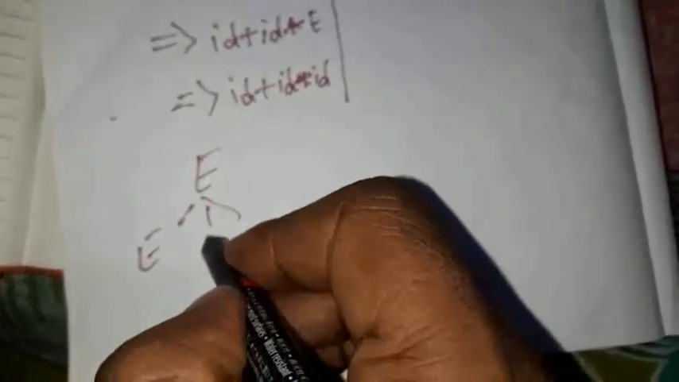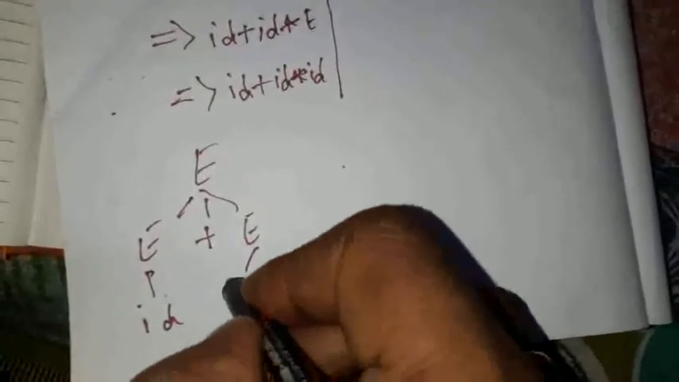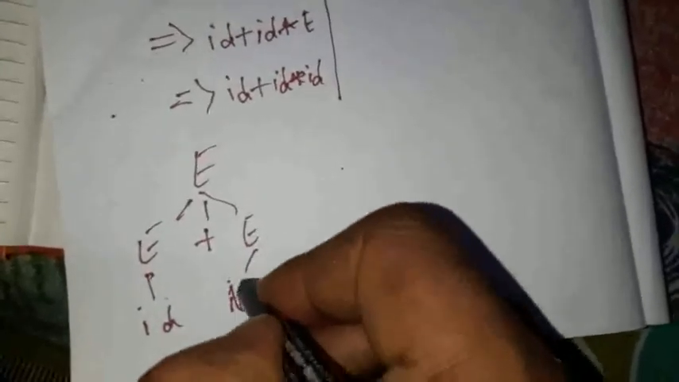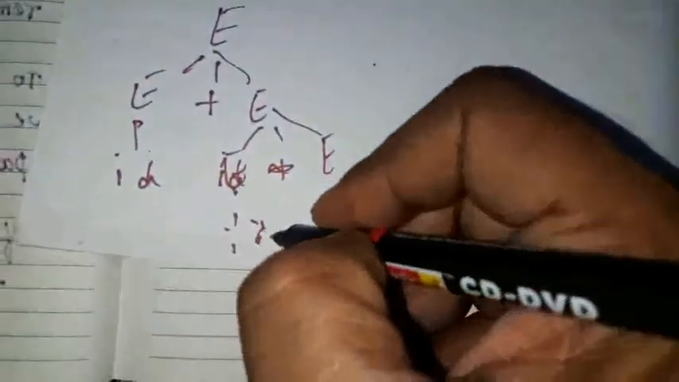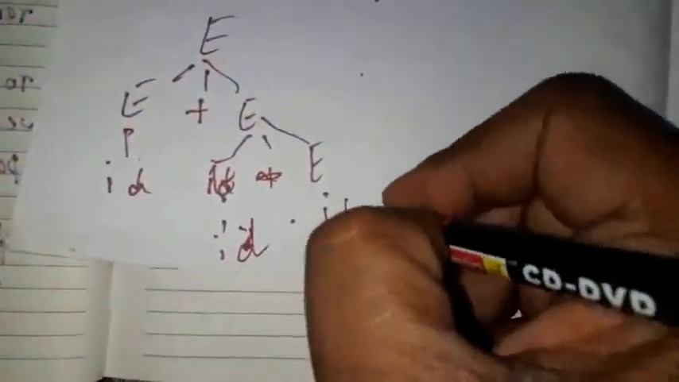So the derivation tree for this is, first I have taken E and taken it as E plus E, then this was id, then this was E star E, and this was id star id. So this is the derivation tree for the above derivation.